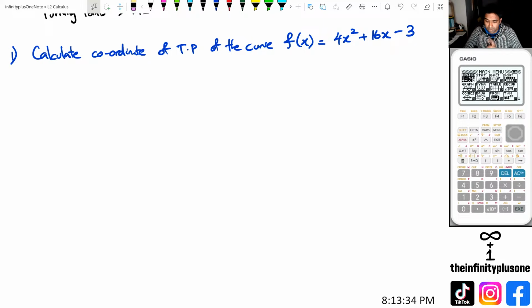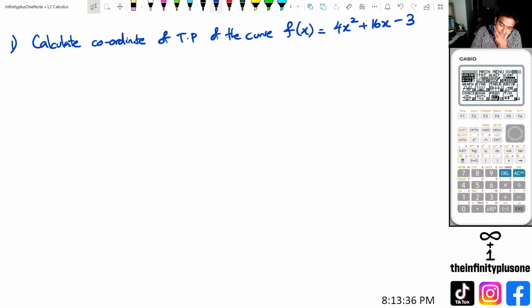Nice. Okay, so I'm going to start doing this slowly. So f of x is equal to 4x squared plus 16x minus 3. F dash of x, we're going to differentiate this. We're going to get 8x plus 16.